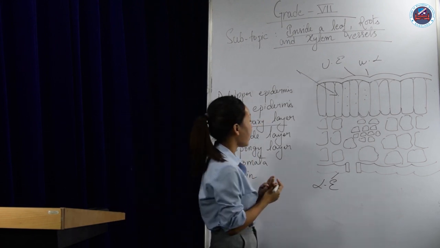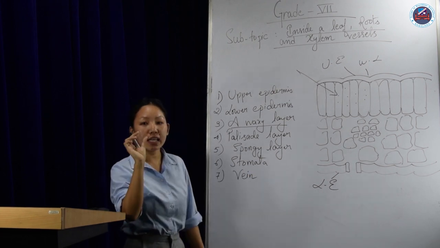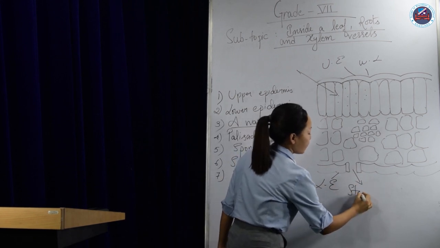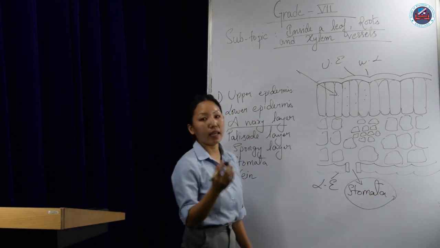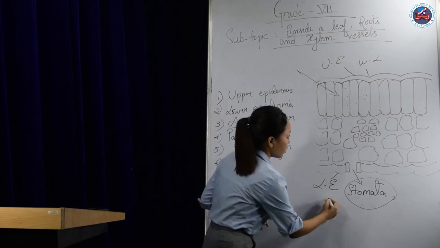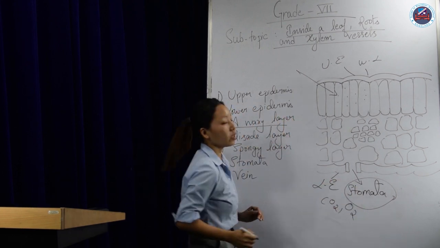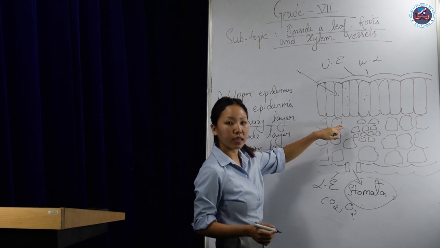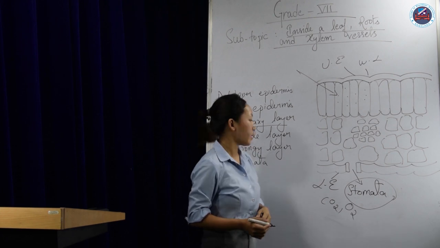Then we have lower epidermis. The lower epidermis comprises of tiny pores called stomata. These stomata allow the exchange of gases between carbon dioxide, that is CO2, and oxygen, O2. In other words, we can say that carbon dioxide enters through these stomata and oxygen leaves through these stomata.